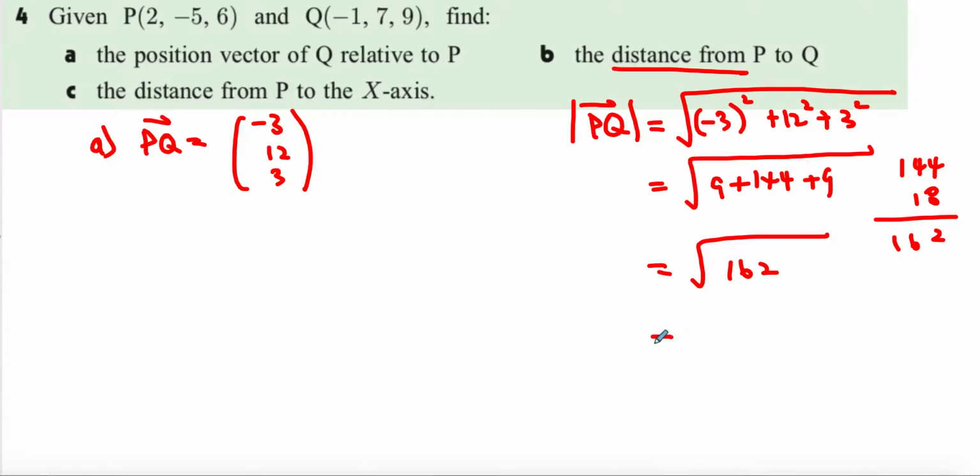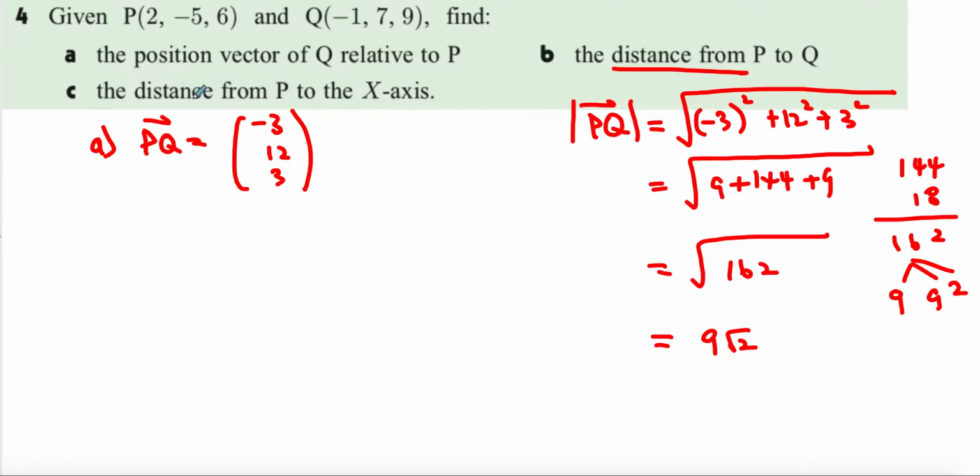Now, I can simplify this one because 162 is 9 times 8. I mean not 9 times 8. 9 times, oops, 9 times 9 times 2. So we end up getting 9 square root of 2 becomes the distance.